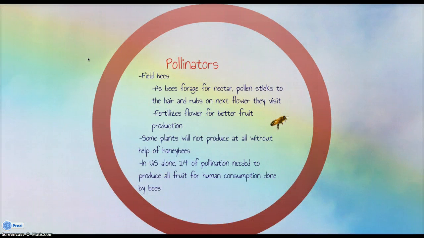Bees are very, very important for pollination. The field bees forage for nectar, and as they do this, pollen sticks to the fuzzy hairs that cover their body, and some of this pollen rubs off on the next flower they visit, which fertilizes that flower and results in better fruit production. In the United States alone, it is estimated that honeybees accomplish 1/4 of the pollination needed for all fruit produced for human consumption, which correlates to about $10 billion worth of work a year.